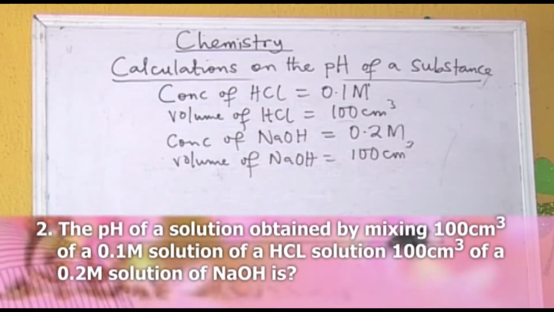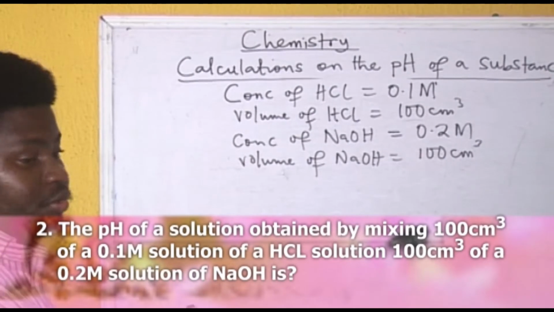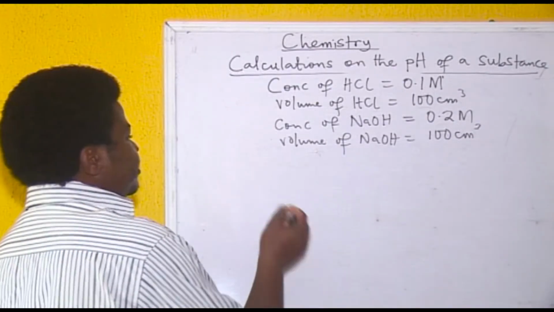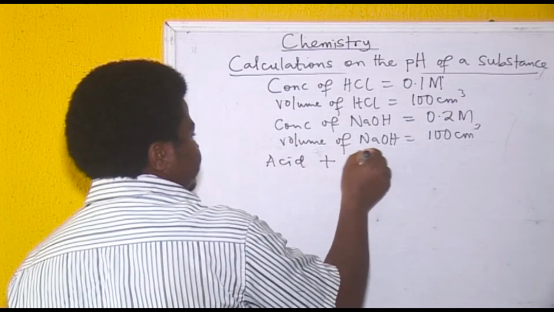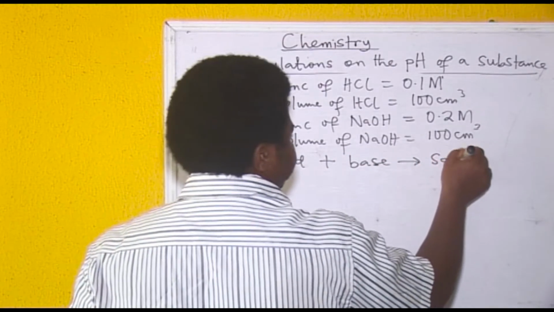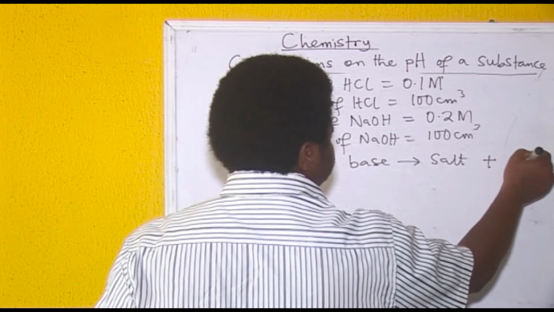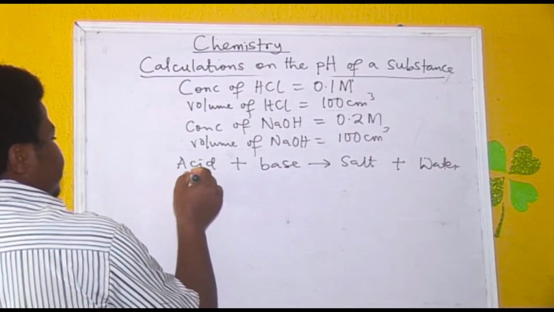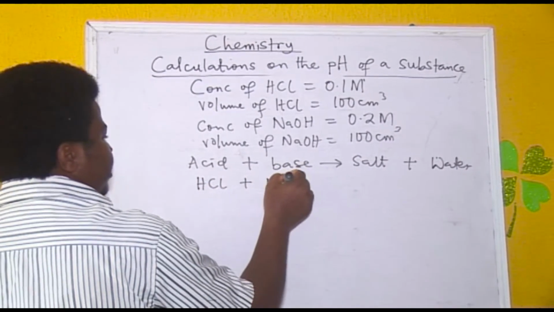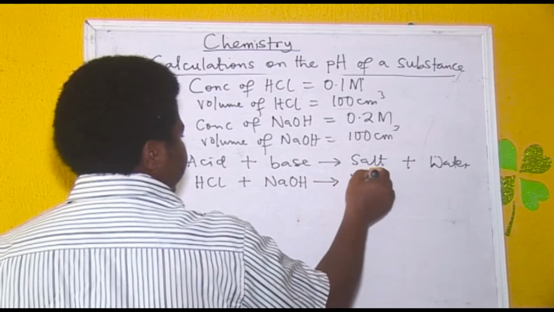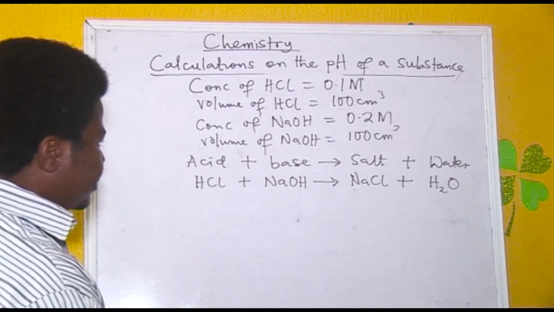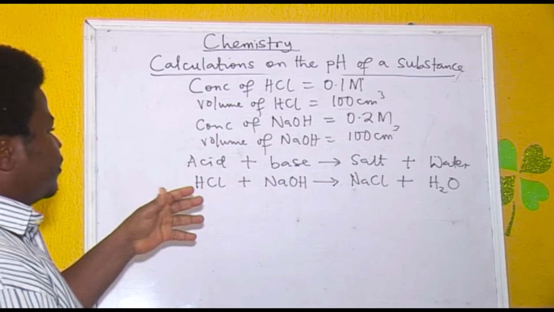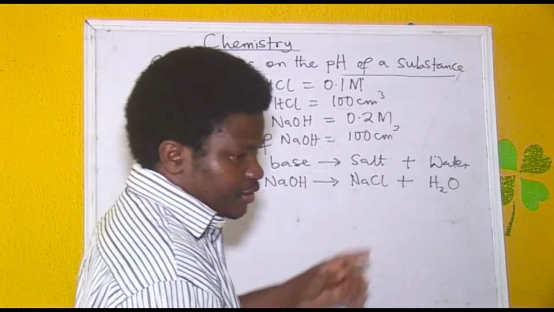This question is a very fantastic one. There is a special type of reaction in chemistry that we call neutralization reaction, and primarily you have it when acid mixes with a base. It forms salt and water. So in this case, we have HCl mixing with sodium hydroxide. It will form NaCl and water. So what the question is now asking us is, what is the pH of what will be formed? This is the solution formed at the end of the day.